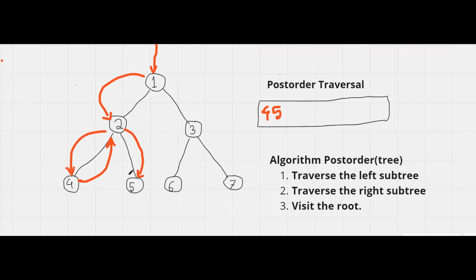Now, from 5, we have to get back to node 2 again. And now, we are at node 2, and its left subtree and right subtree are processed. So, we can process node 2 right now. So, we will insert the value of 2 into the post-order traversal vector. Now, we will get back to node 1 from node 2. But we cannot process node 1 yet because we only processed the left part of node 1, but we did not process the right subtree of node 1 yet. So we have to move to node 3 from node 1.